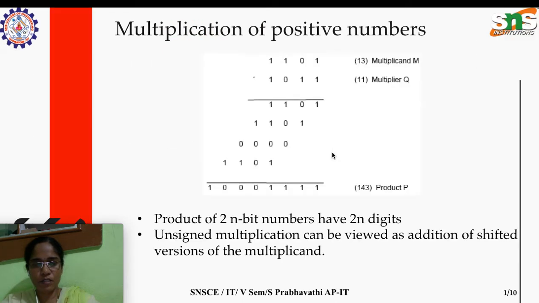So just go back and see here. The multiplier is 1 and the multiplicand is 1. So if we multiply, if both the values are 1, then only we will be getting the value here as 1.